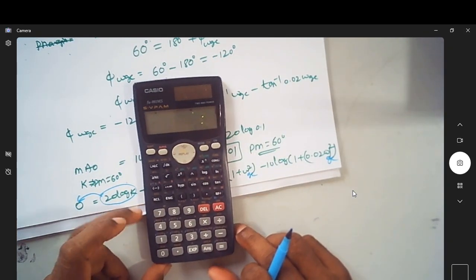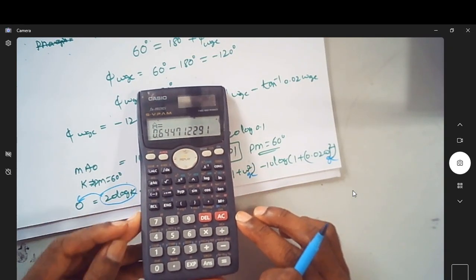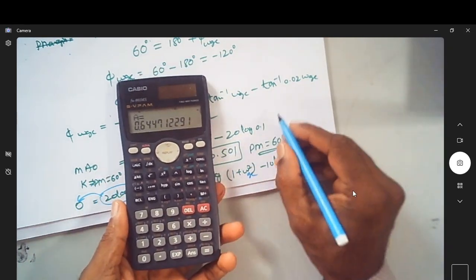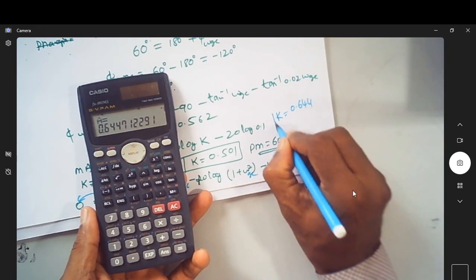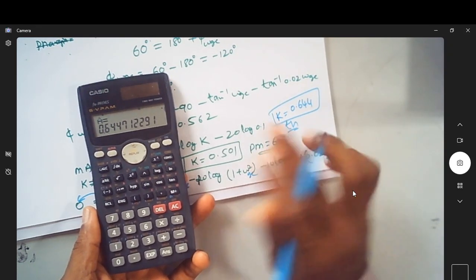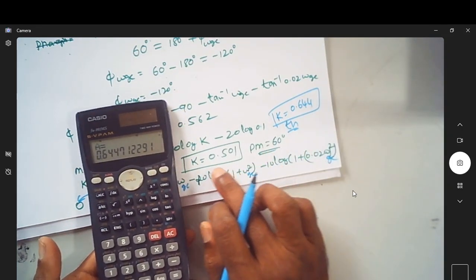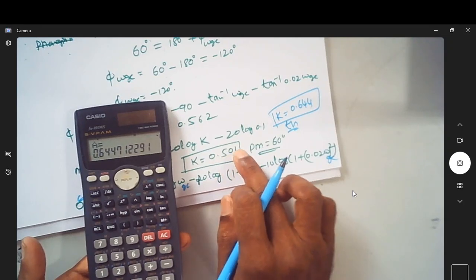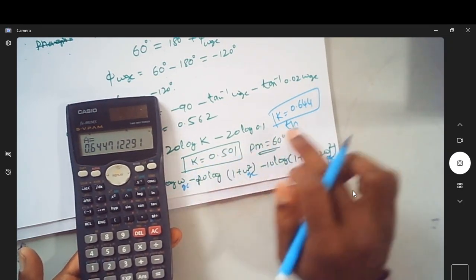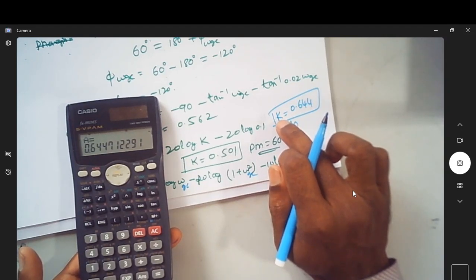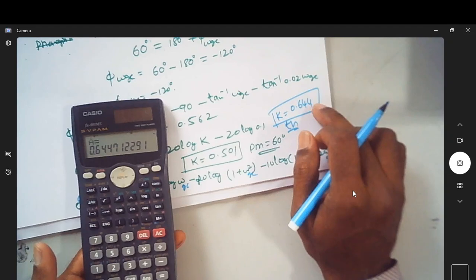I just read the same equation. Okay, see now it is 0.644. This is the theoretical value. This is K equal to 0.644 using equations. If you plot it using a graph, you will get it as 0.501, because you are slightly approximating, you are drawing an asymptotic plot, but actually K will be equal to 0.644.